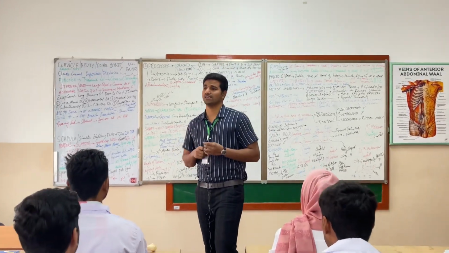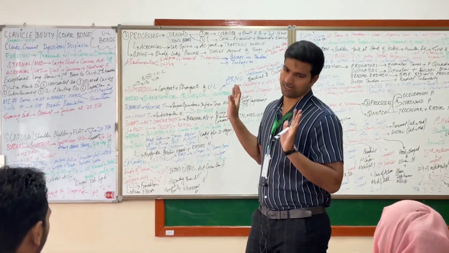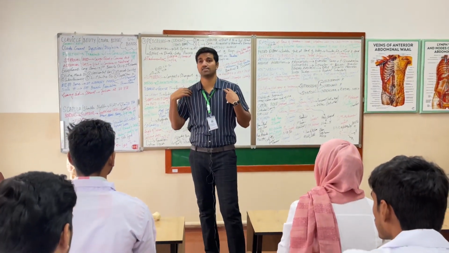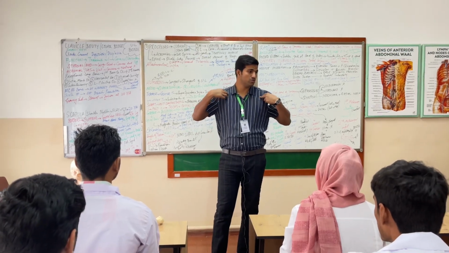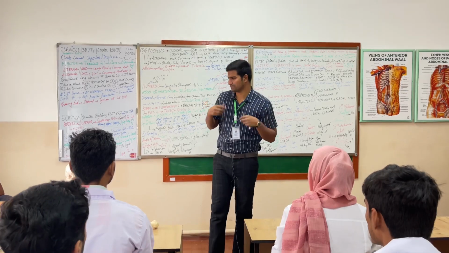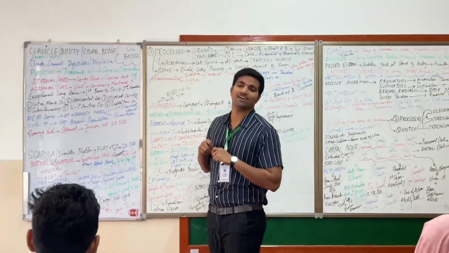Today we have discussed in detail the bones of the upper limb. There are a total of 64 bones if we include the shoulder bones, the pectoral girdle, like two clavicles and two scapulae. So first of all, we will talk about the clavicle.